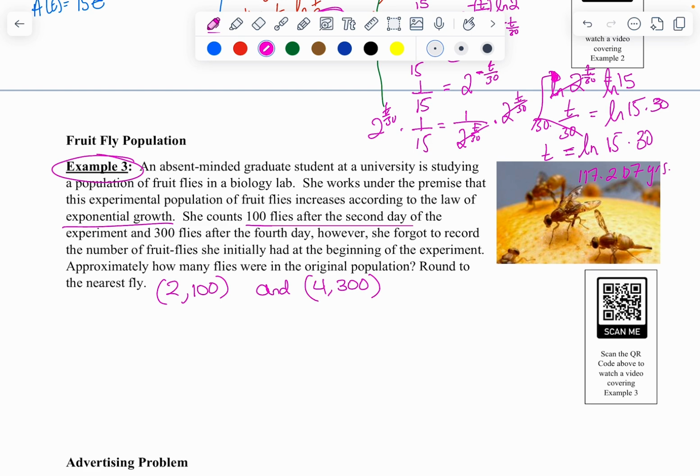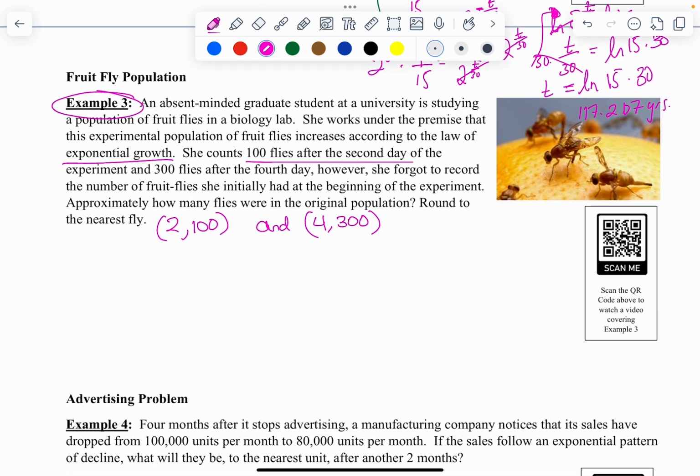Now, this one is a little bit harder because the two values that you have, neither one of them will eliminate c. So we're going to use both values to solve an equation and then set those things equal to each other. However, she forgot to record the number of fruit flies she initially had, so when t equals 0, approximately how many fruit flies were in the original population. So the question is, when t equals 0, what is f of t?